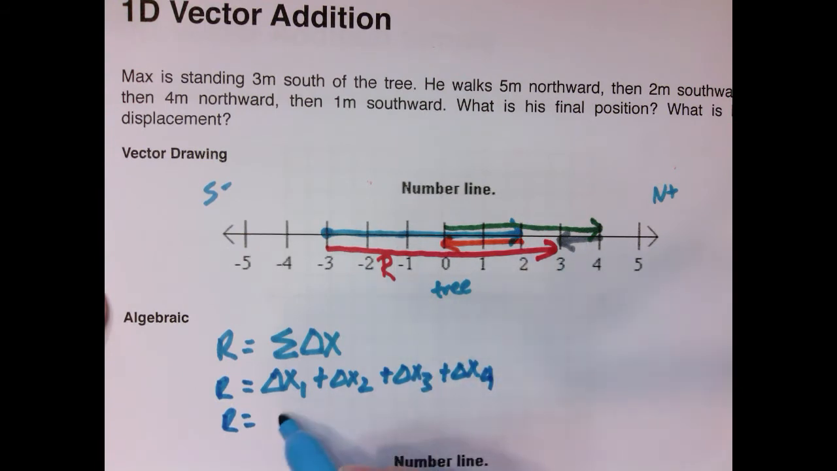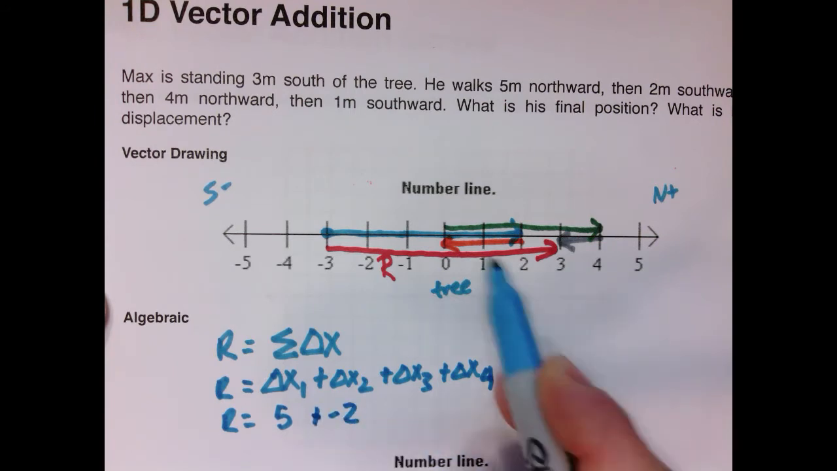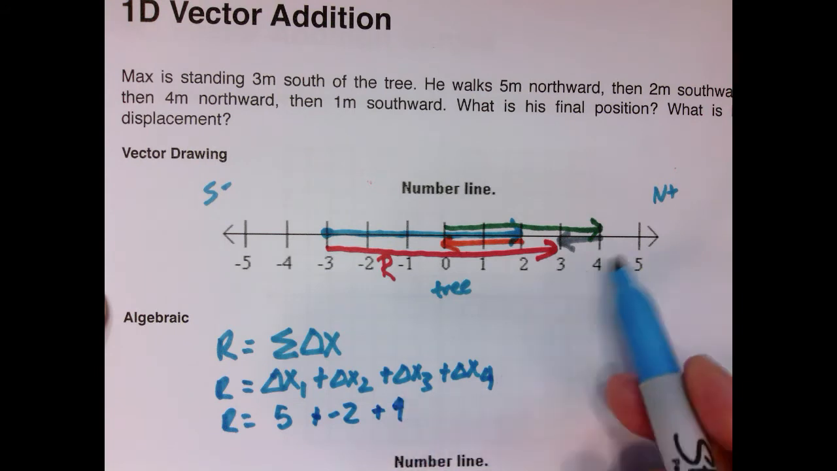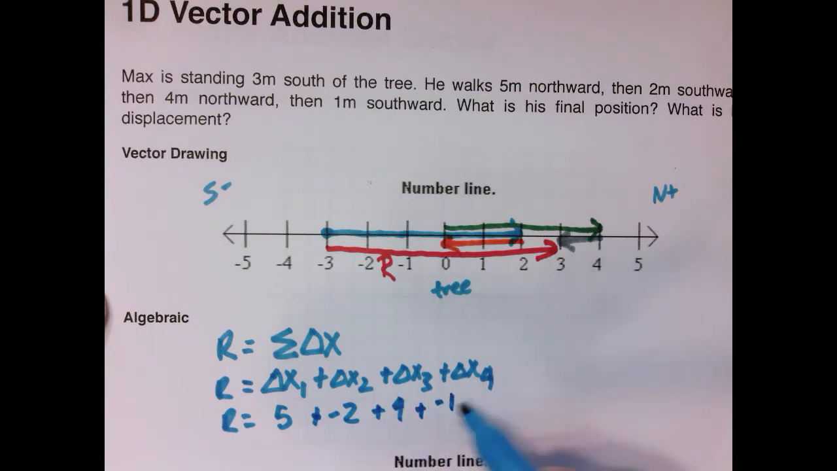Displacement 1 was +5. Displacement 2 was -2. Displacement 3 was +4. And displacement 4 was -1. 5 and -2 is 3. Plus 4 is 7. Minus 1 is 6. So the resultant is 6.